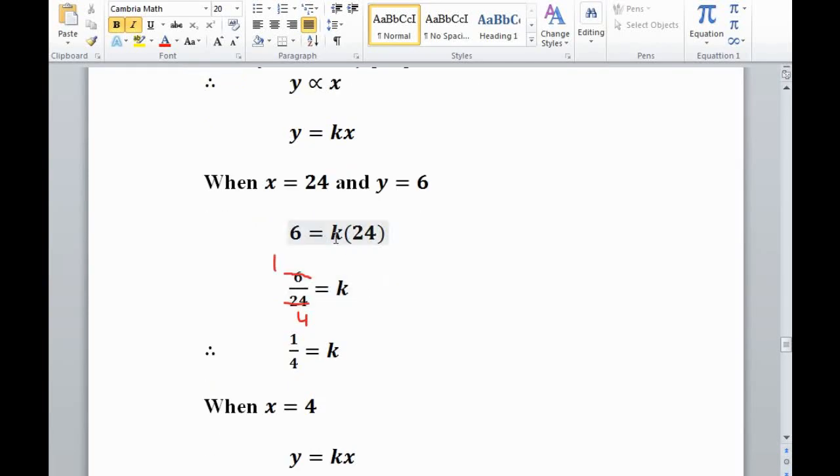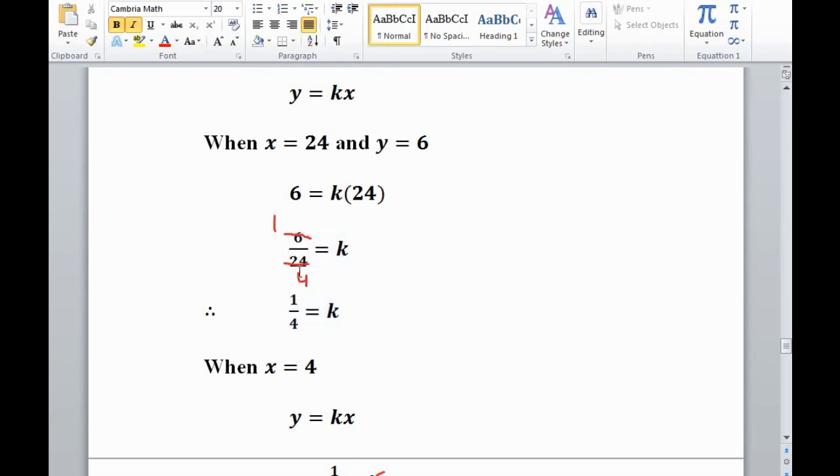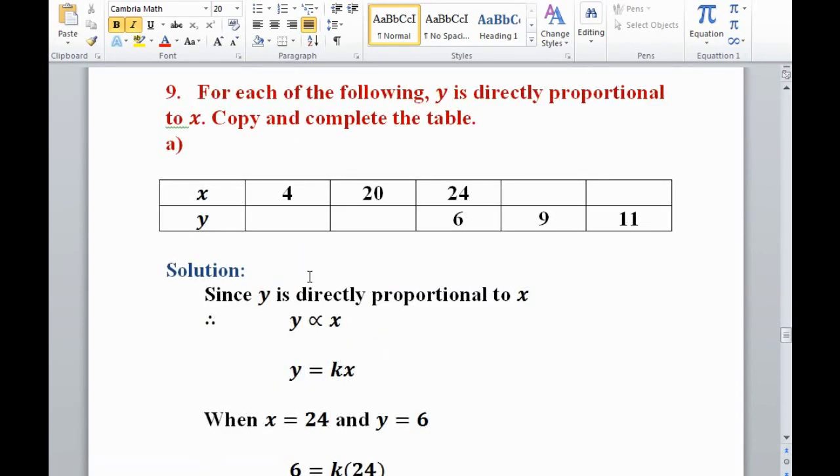Since we are finding the value of constant k, let's take this 24 to the left side of the equation, and the fraction becomes 6 upon 24. By dividing numerator and denominator by 6, because 6 is the common factor between these two numbers, we get 6 times 1 is 6, and 6 times 4 is 24. So the value of k is 1 upon 4. Now with the help of this value of k, let's complete the table.